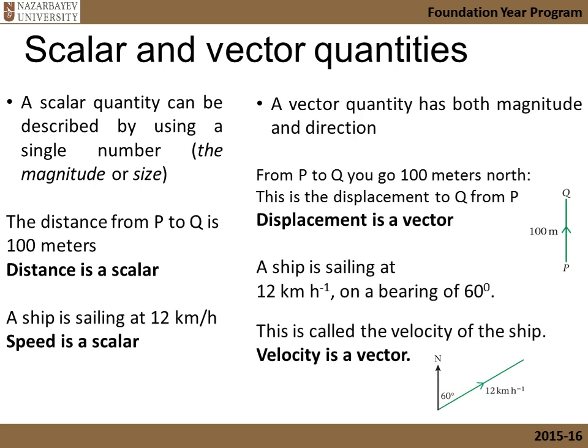A vector quantity has both magnitude and direction. For example, from point P to Q, we can go 100 meters north, and this displacement will be a vector. Or our ship can be sailing at 12 kilometers per hour on a bearing of 60 degrees. And this is called the velocity of the ship, and this will also be a vector.